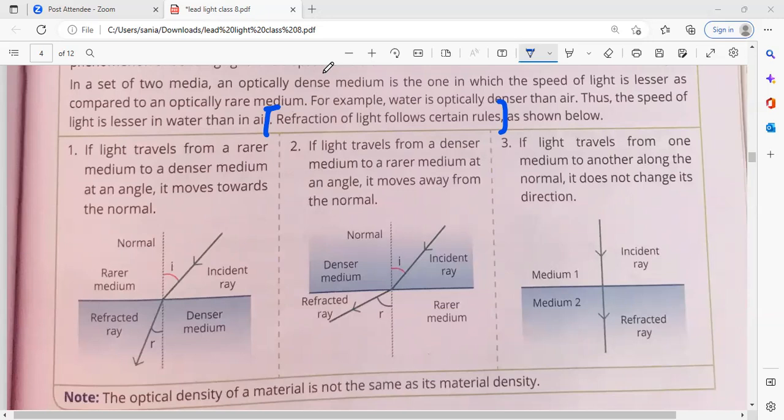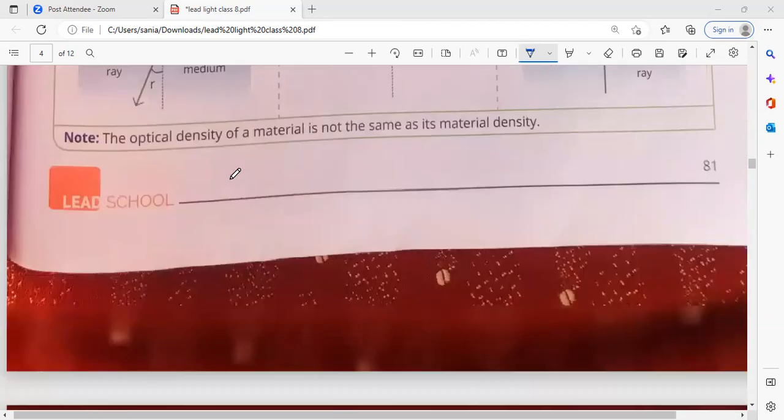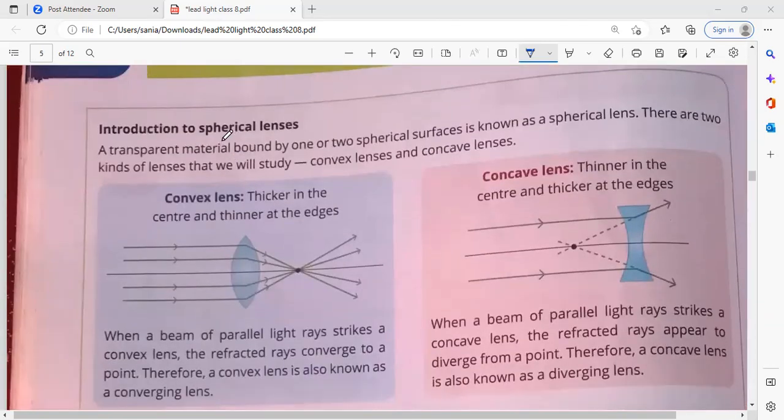Ma'am, written. Okay, so now coming to the next thing, which is spherical lenses. There are two types of lenses. One is convex lens and one is concave lens. So first of all, what are spherical lenses? A transparent material bound by one or two spherical surfaces is known as a spherical lens.